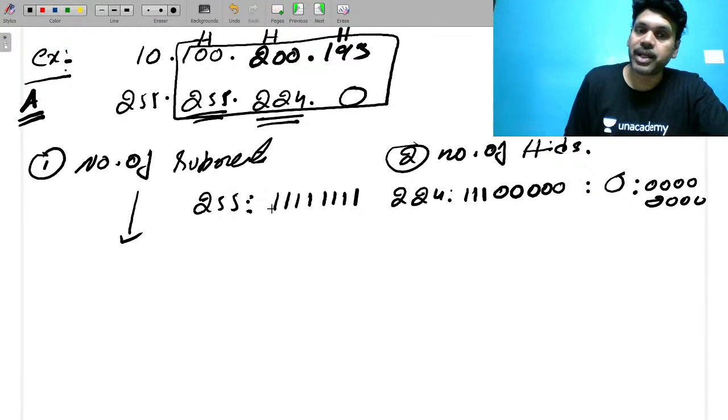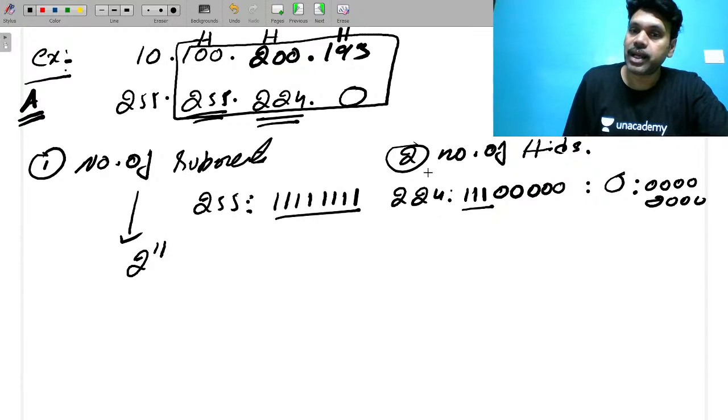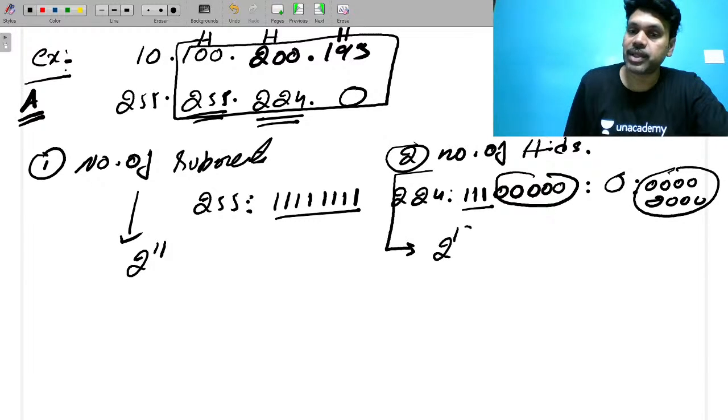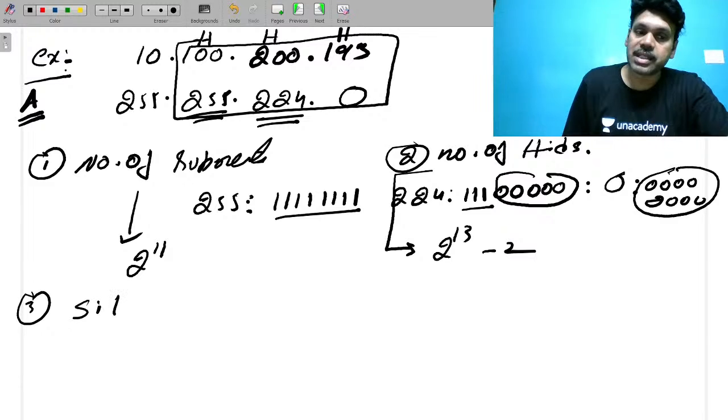Now number of subnets. How many ones are there? 11 ones are there. Number of HIDs. How many zeros are there? 5 zeros, 8 zeros. So 2 power 13 minus 2. You got your answer. And third question is subnet ID and subnet broadcast address.